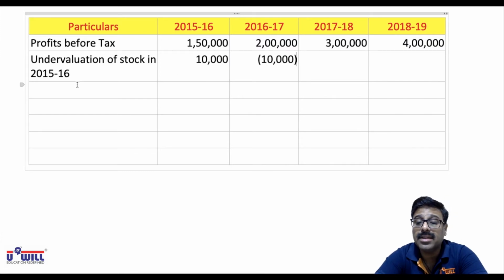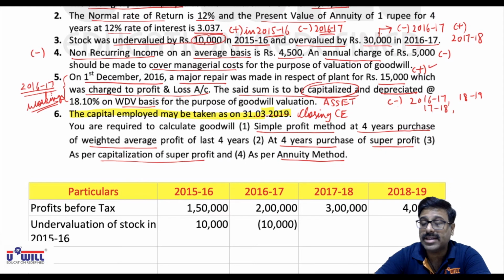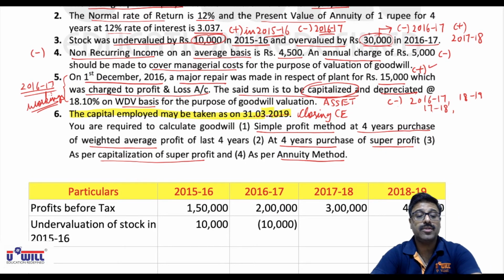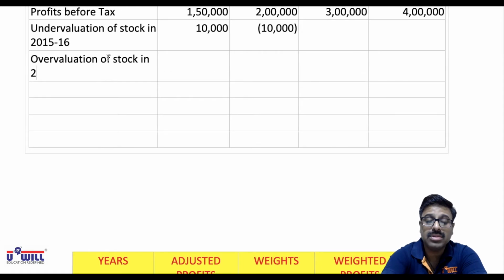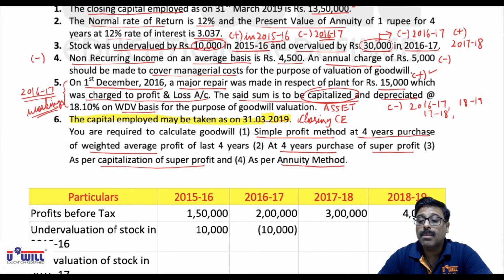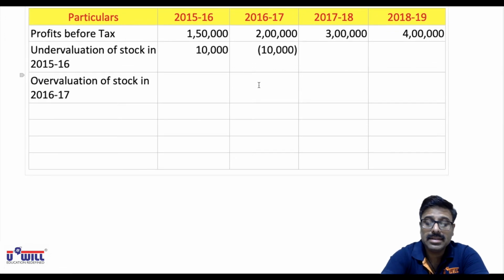And next there is overvaluation of stock by 30,000 in the year 16 to 17. So write overvaluation of stock in 2016 to 17. Now this overvaluation of stock 30,000 we have to minus in 16 to 17 and plus in 17 to 18.